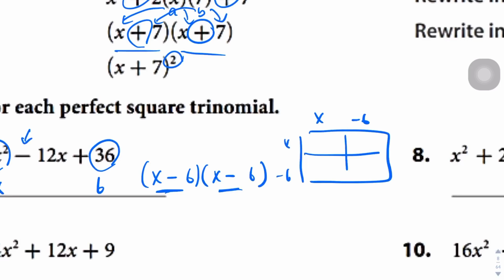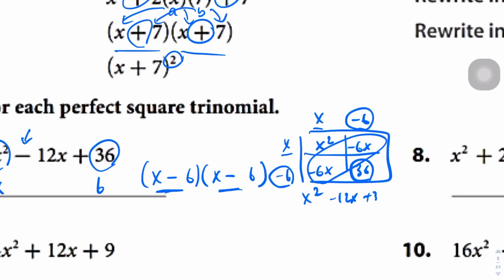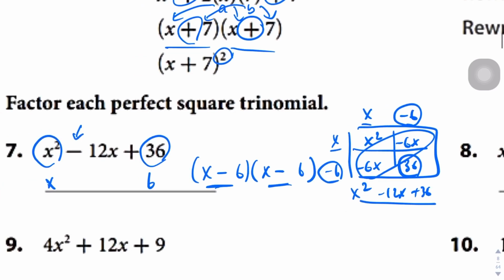explaining this real quick. X times x is x squared, x times negative 6 is negative 6x, negative 6 times x is negative 6x, negative 6 times negative 6 is 36. If we write it out, x squared minus 12x plus 36, and sure enough, that's what we got right here. Anyhow, the example doesn't show us how to do this, so I feel like it's unfair, so just follow along. I don't know what else to tell you.